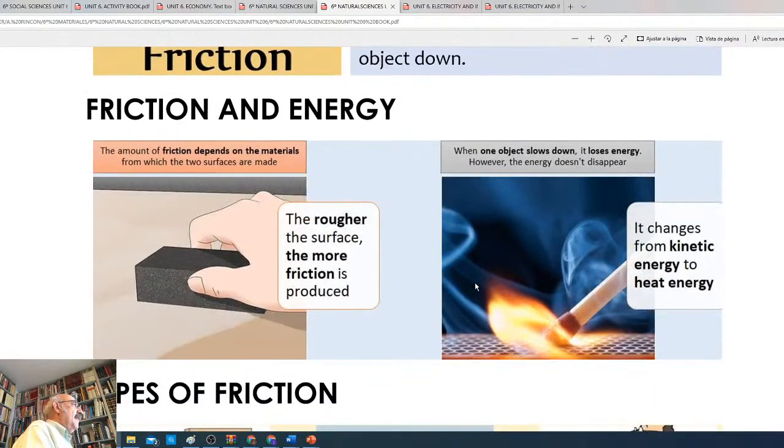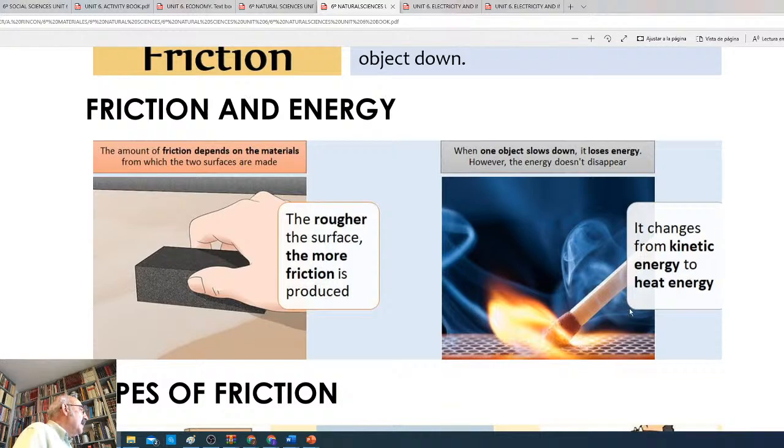So now about friction and energy. Remember that we were talking about energy in other days, and now we're going to relate friction to energy. The amount of friction depends on the materials from which the two surfaces are made. You know that. The rougher the surface, the more friction is produced. And when an object slows down, it loses energy. However, the energy doesn't disappear. Why? Because this changes from kinetic energy, remember, kinetic means the energy due to movement, to heat energy.